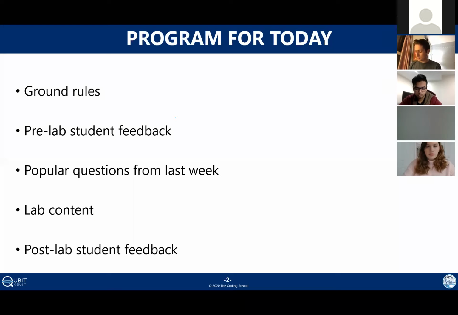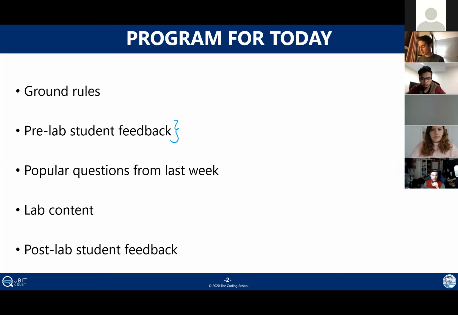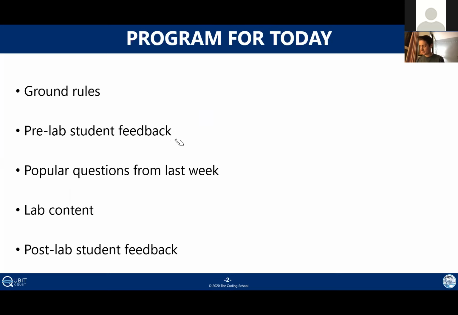Now, note this will be a little bit different from last week. Last week we did this on Zoom. This week we will be doing it on Canvas. So I'll give you more instructions on how to do that in just a bit.